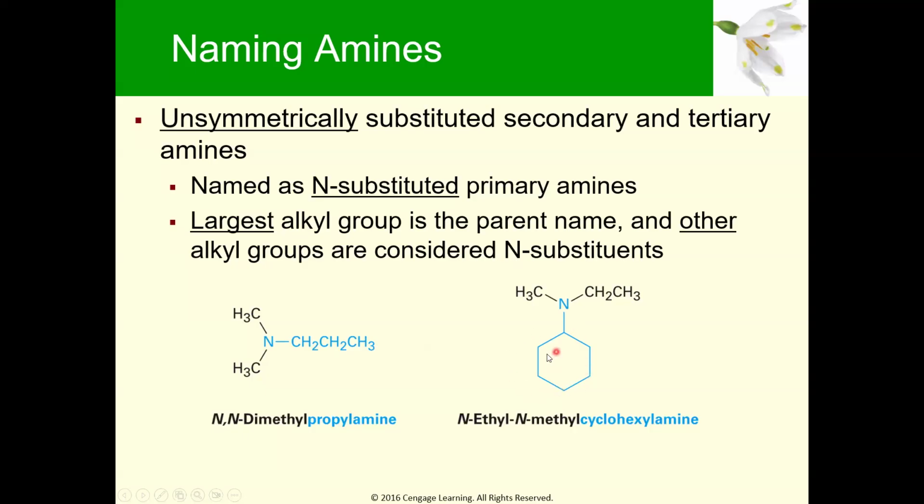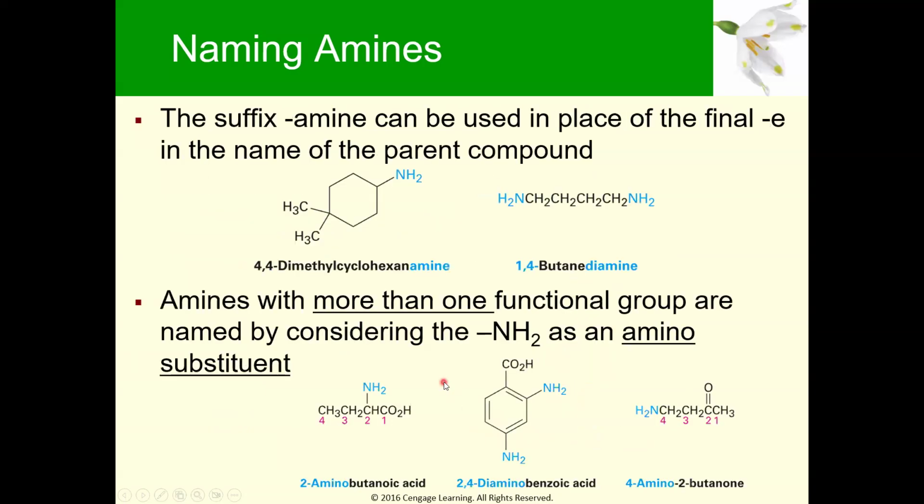Okay, in this case, the largest one is a cyclohexane ring. So that's the parent name, cyclohexylamine. And notice that we've got 2 different substituents on it. One's a methyl, one's an ethyl. So you need to indicate how each of those are attached to the nitrogen with their own capital italicized N. So N-ethyl, N-methyl, cyclohexylamine. And again, we put these in alphabetical order. So E comes before M, so it's N-ethyl, N-methyl, cyclohexylamine. Okay.